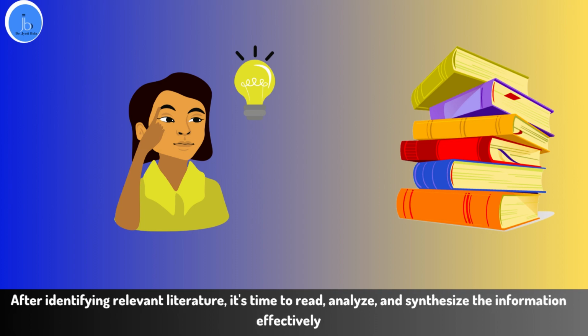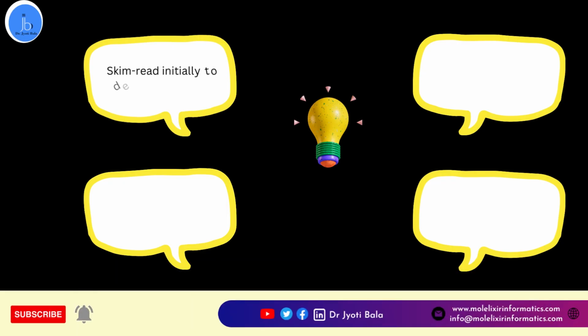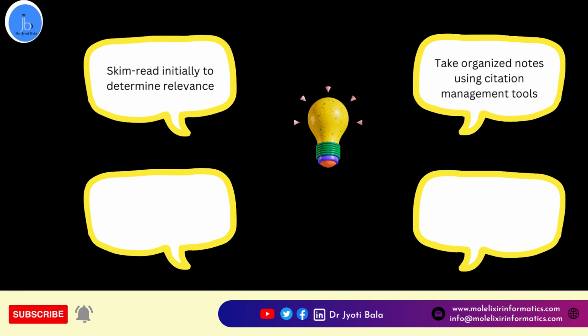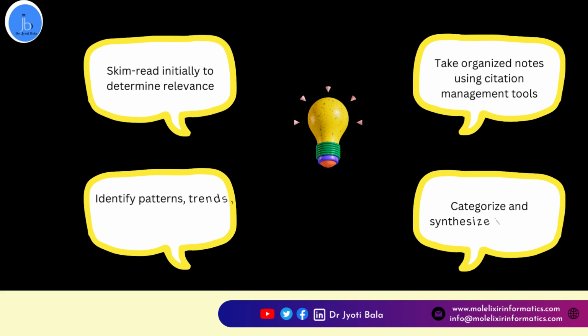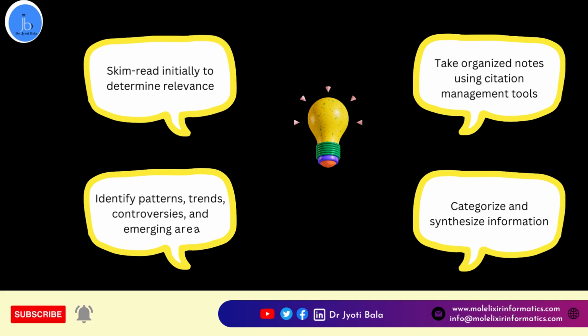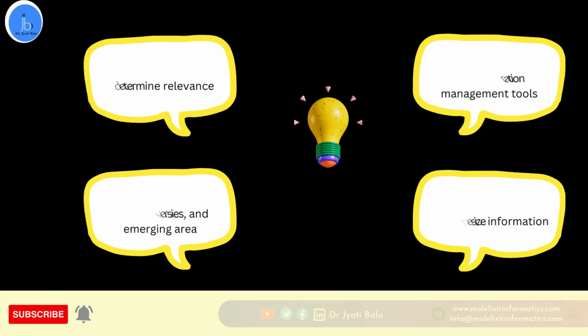So here are some tips. Skim read initially. Get an overview of each article to determine its relevance. Take organized notes. Use citation management tools like EndNote, Mendeley, and note-taking techniques such as annotation and summarization to keep track of your important details. Try to identify the patterns and trends. Look for the recurring themes, conflicting findings, and evolving perspectives. Try to identify the knowledge gaps, controversies, and emerging areas of interest.